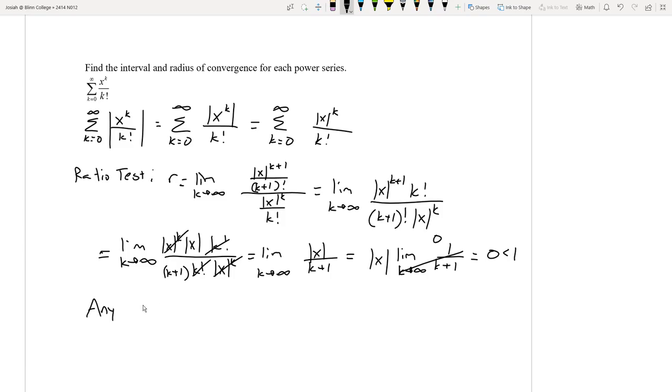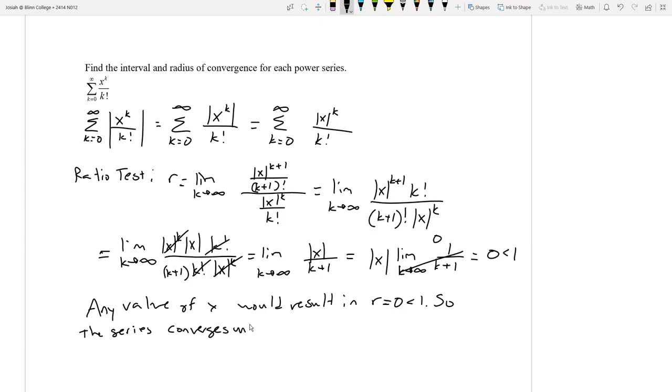And so for this first one, I'll go ahead and write down this concept. Any value of x would result in r equals 0, which is less than 1. So the series converges under the ratio test for all x, or for any x in the real numbers.